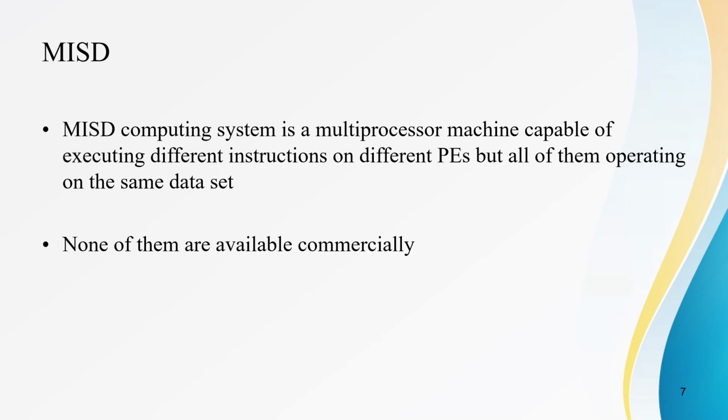Next comes MISD. MISD stands for multiple instruction single data. An MISD computing system is a multiprocessor machine capable of executing different instructions on different PEs, but all of them operate on the same data. Again, multiple instructions are there, but they are operating on the same data set. But the problem is they are not available commercially because data is always a high priority, right? So multiple instructions operating on single data are not in much use.